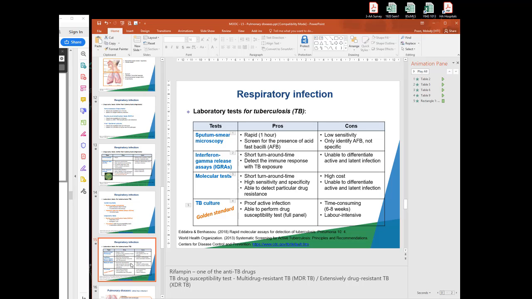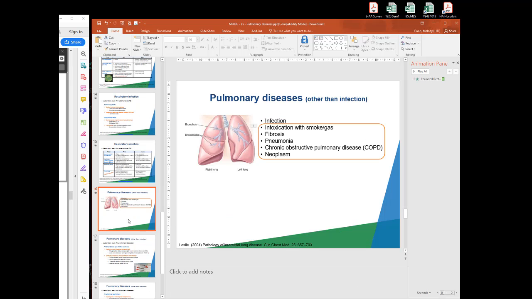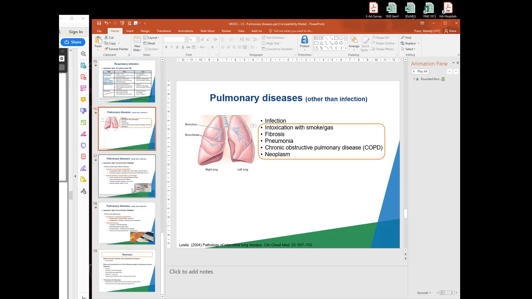So TB culture is still the gold standard to prove active infection and to perform drug susceptibility tests, although the culture time requires 6 to 8 weeks and it is labor intensive. Other than infection, for the rest of the pulmonary diseases, there are some other tests to assess the lung function and the severity of damage to the lung.